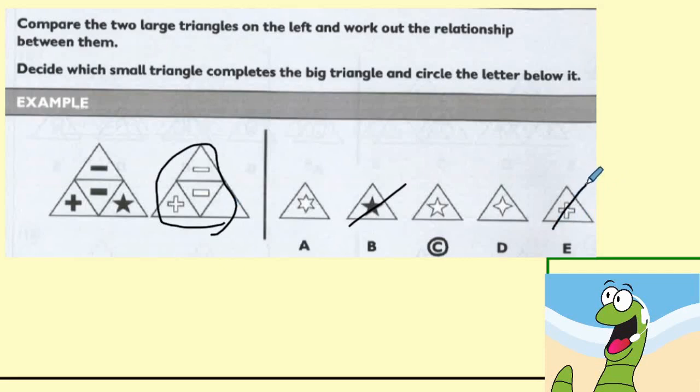It's a cross, get rid of that one. Okay, it's a 1, 2, 3, 4, 5 pointed star, and we have a 1, 2, 3, 4, 5, 6 pointed star. It can't be D because it's only 4 points, so therefore it obviously has to be C.